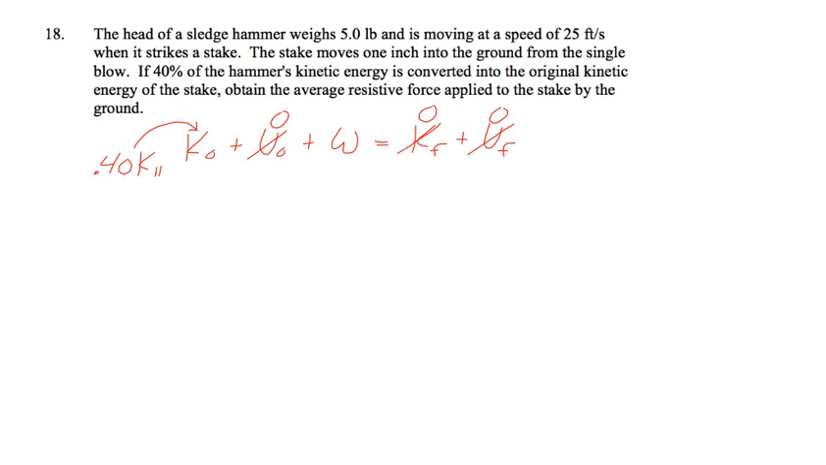So I'm going to write that as 0.40, and I'm going to multiply that by 1/2 the mass of the hammer times the velocity of the hammer squared, plus the work. Now work is force times distance, and that equals 0.